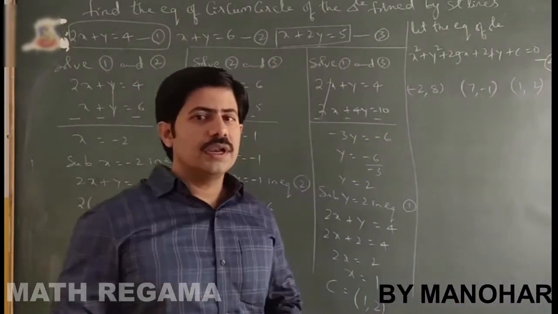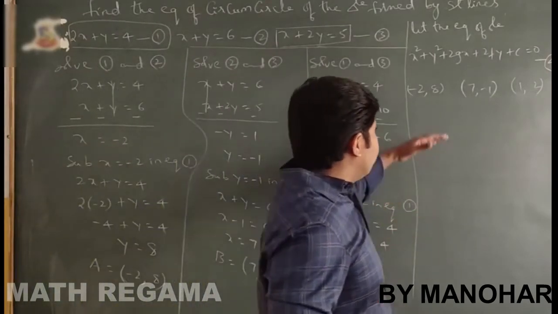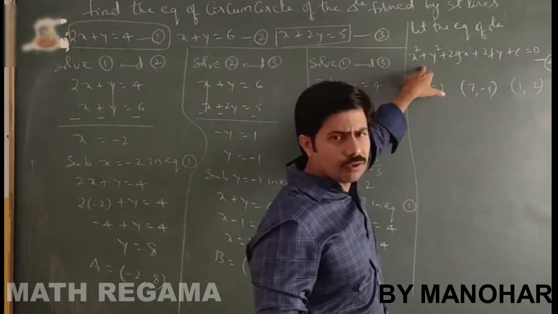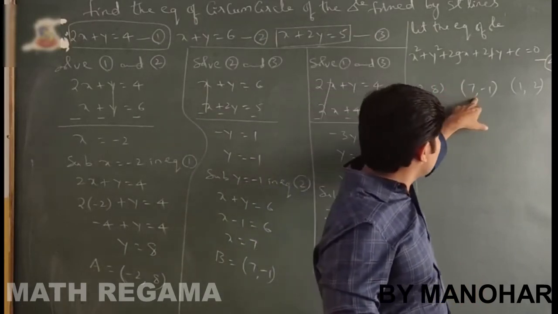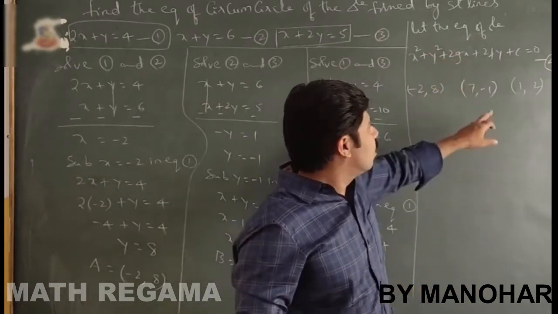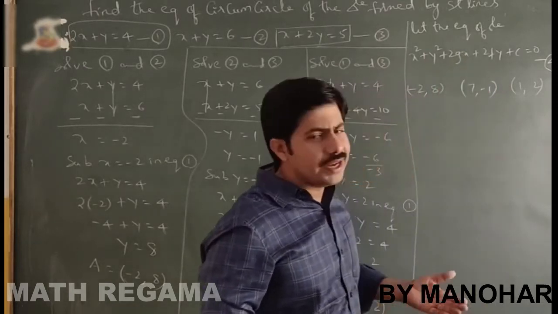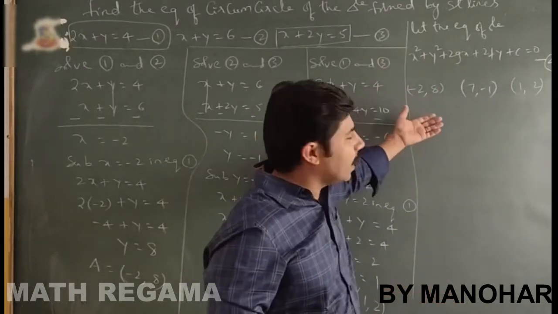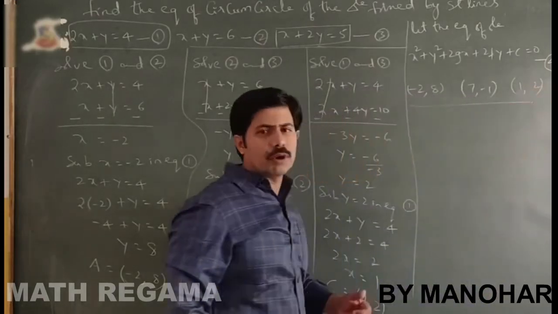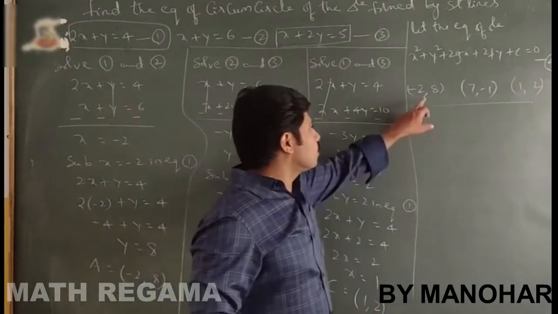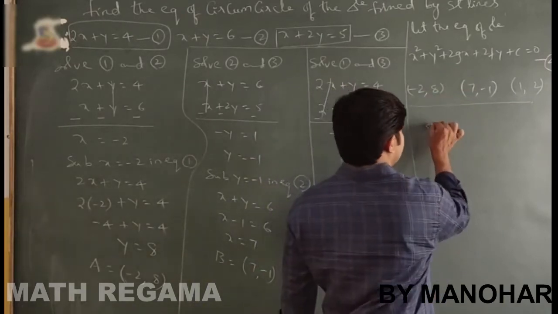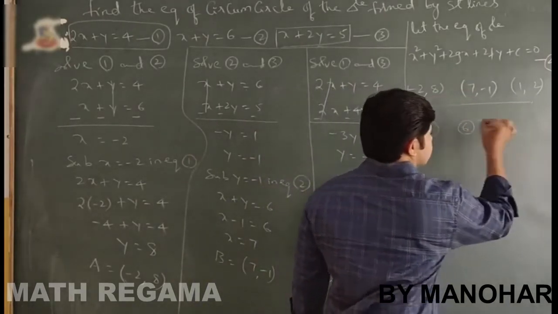In the last classes we did this: when we have 3 points, how do we find the circle equation? Substitute (-2, 8) in equation 4, we get equation 5. Substituting (7, -1) in equation 4, we get equation 6. Substituting (1, 2) in equation 4, we get equation 7. Then you solve them and find the equation of the circle. So try to solve the problem from here.